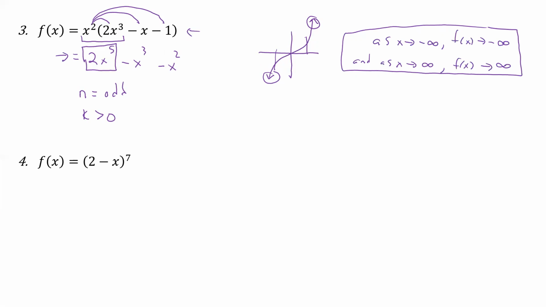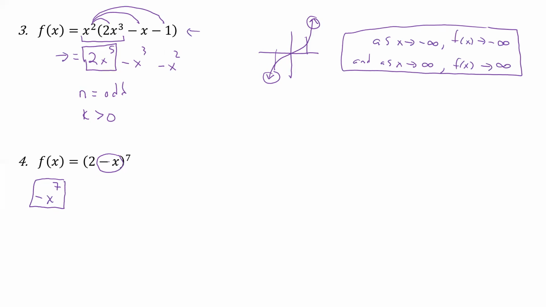Now, what about the next one? Well, now we know we're going to take 2 minus x times 2 minus x times 2 minus x, 7 times. Now, what do we know about that? Well, we're going to really take a negative x and raise it to the power 7 because there's not going to be anything extra on that. And so if we take a negative x, raise it to the power 7, that's going to be our leading term.